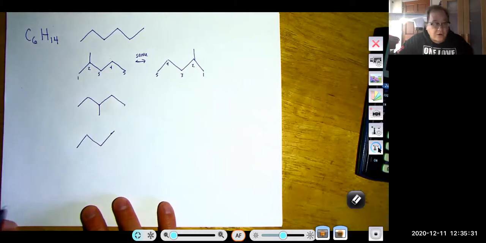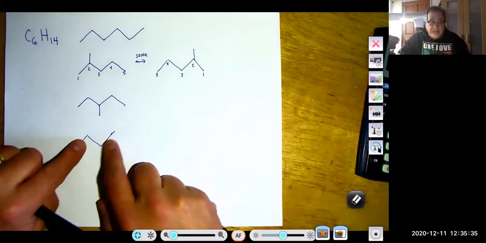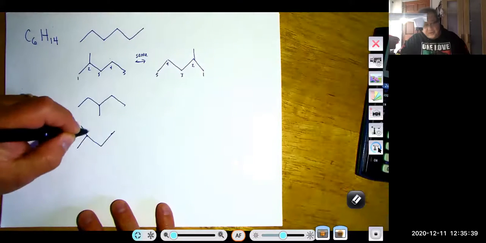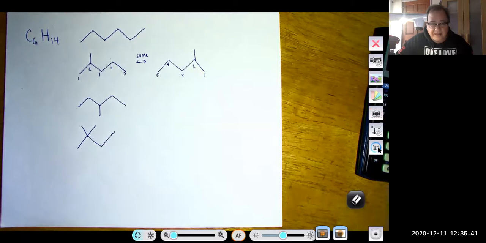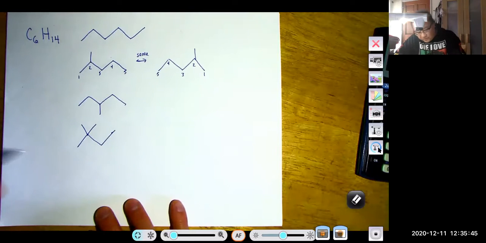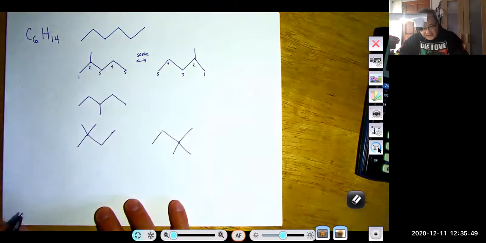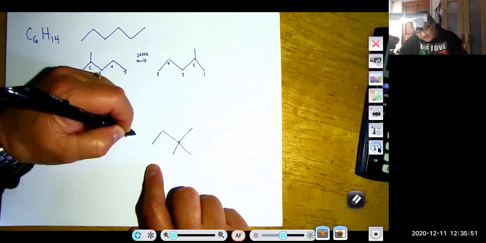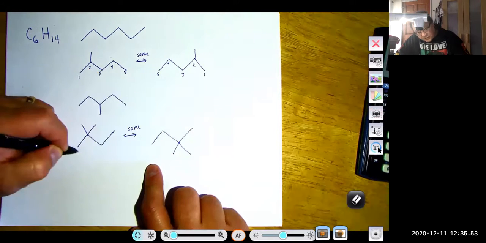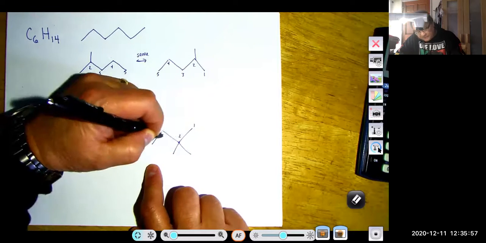So now we do 4. So now I have 4 carbons. I need to add 2 carbons to it. I like to do it like this. Put them both on the same carbon if I can. Now, what if I put them both here? These are the same. 1, 2, 3, 4. 1, 2, 3, 4.